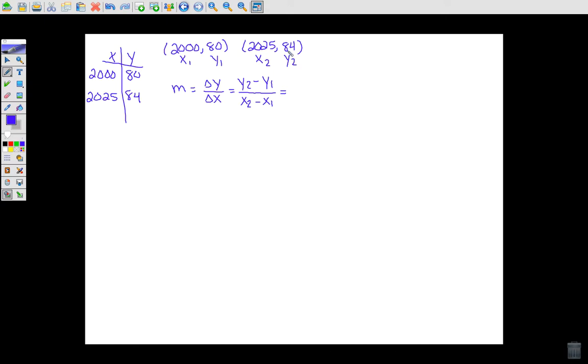So we're going to go ahead and plug that in. So we have y2, which is 84, minus y1, which is 80, over x2, which is 2025, minus x1, which is 2000. Alright. So we're going to go ahead and subtract the top. 84 minus 80 is just 4. And we're going to subtract the bottom. 2025 minus 2000, that's just 25 years.